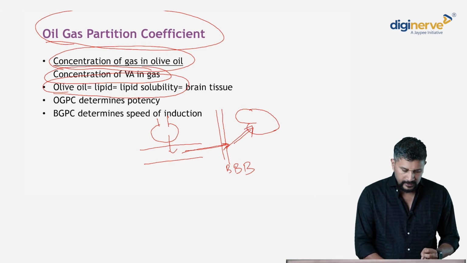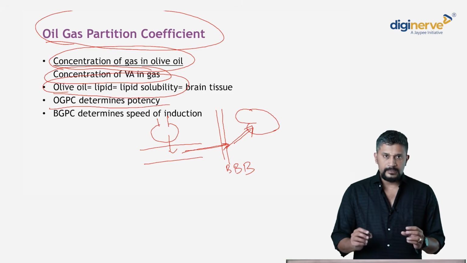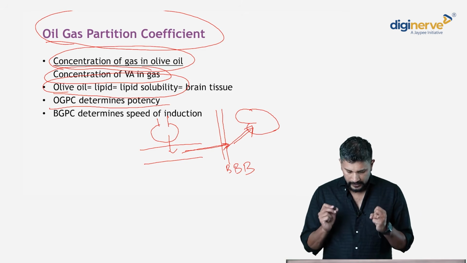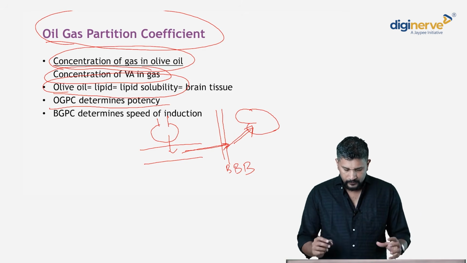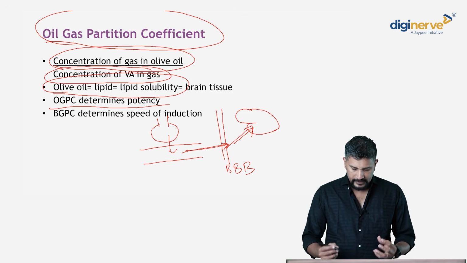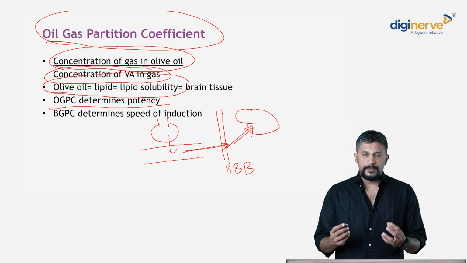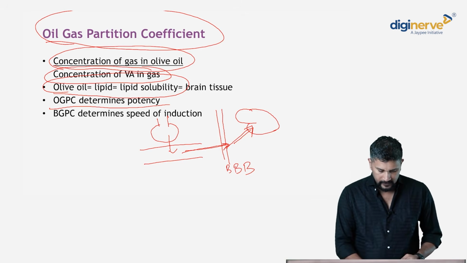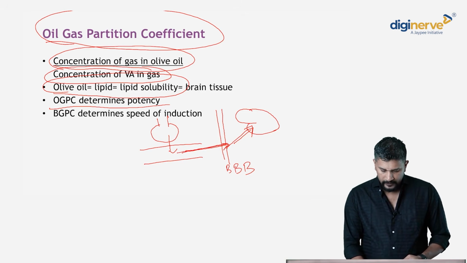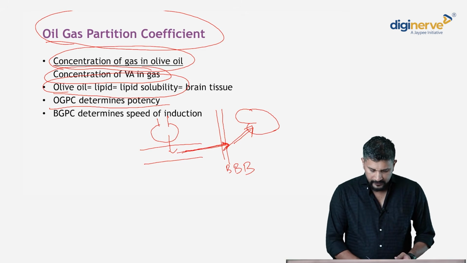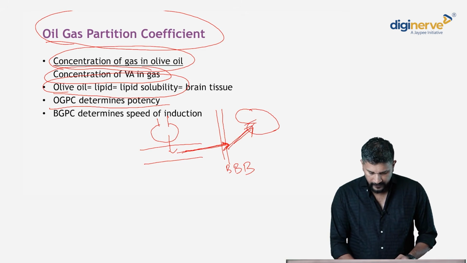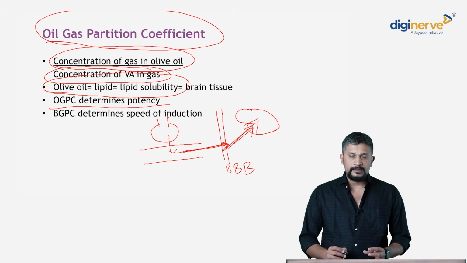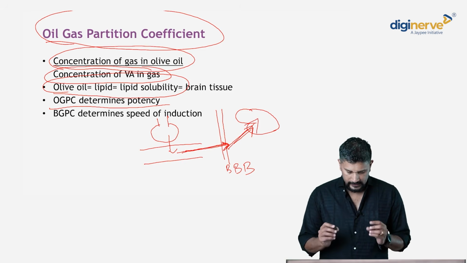So your oil gas partition coefficient will determine the potency of your anesthetic agent. Therefore, it follows that volatile anesthetics with a higher oil gas partition coefficient will tend to be more potent, as they will be able to cross over from the blood vessels through the blood-brain barrier and act on the fat-rich tissues of the central nervous system more easily.